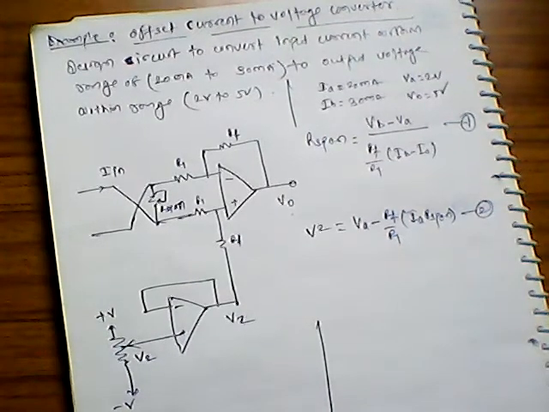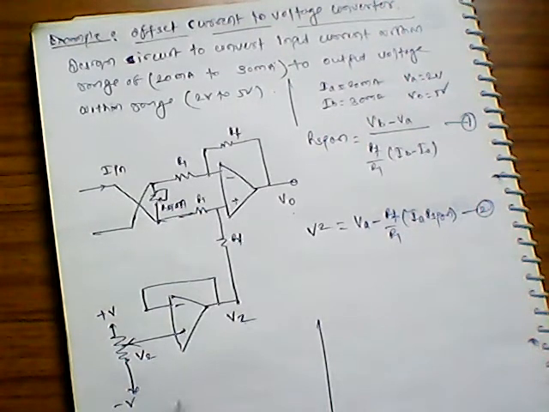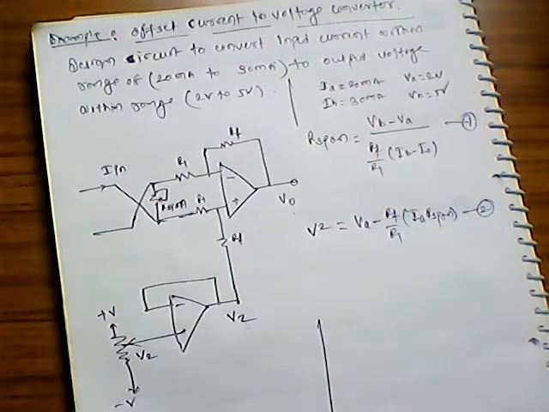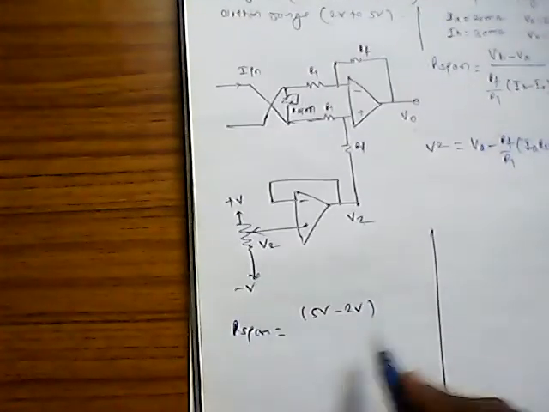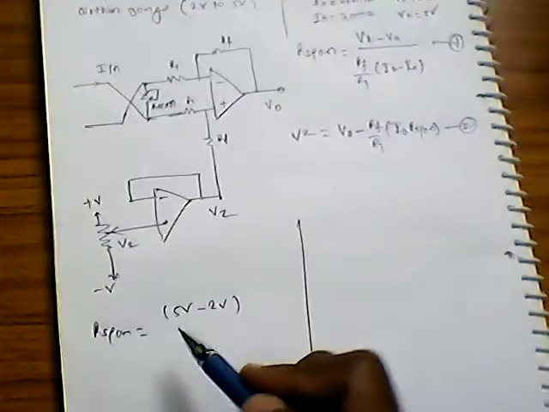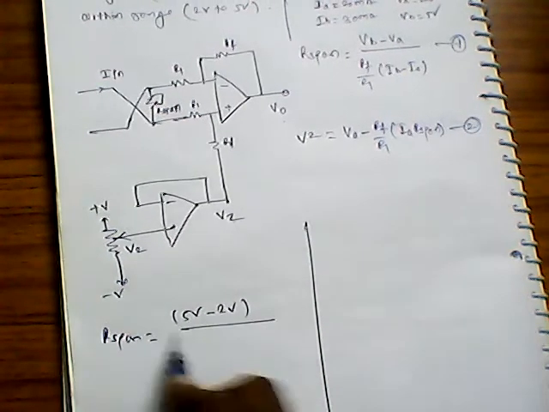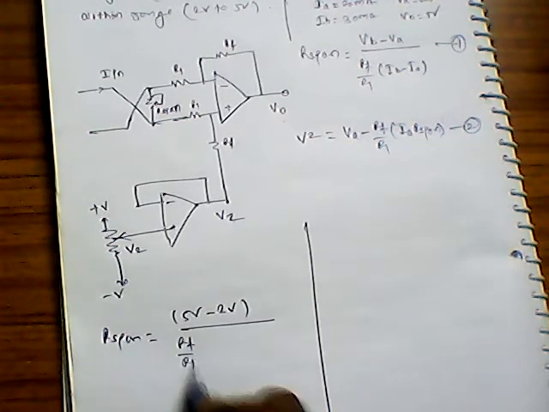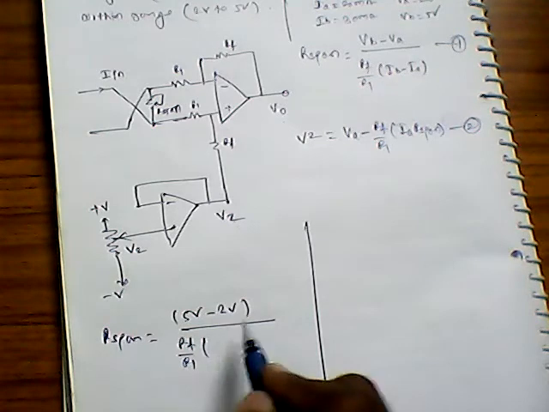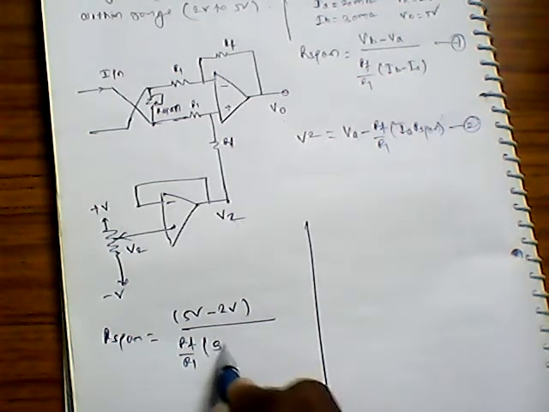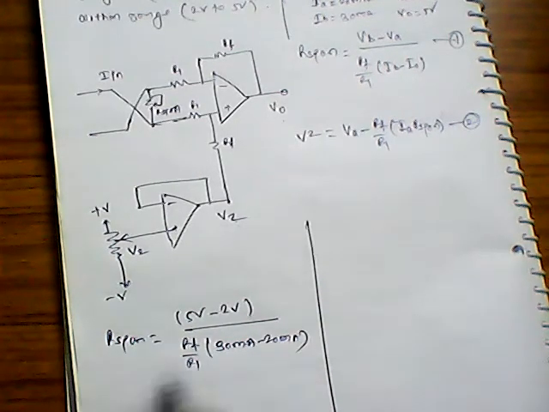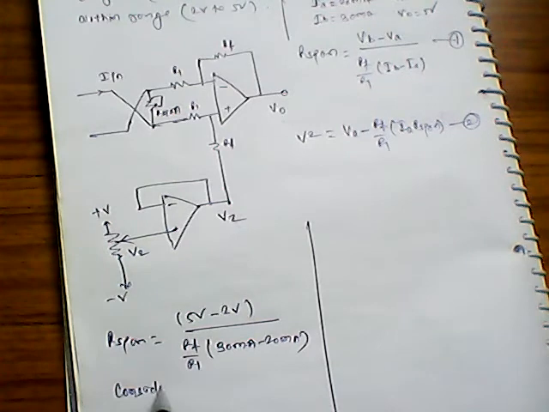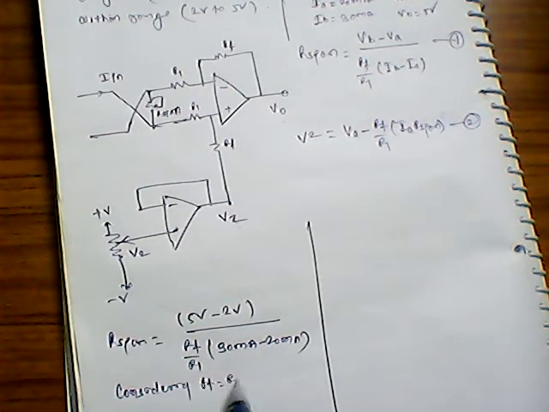We will calculate the R span. Let us say R span is equal to Vb, which is 5 volt, minus 2 volt, divided by Rf by R1 into bracket Ib, which is 30 milliamps, minus Ia, which is 20 milliamps. Considering Rf is equal to R1 is equal to 10K.